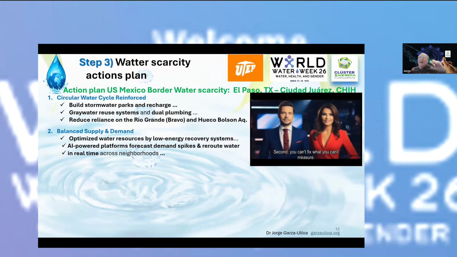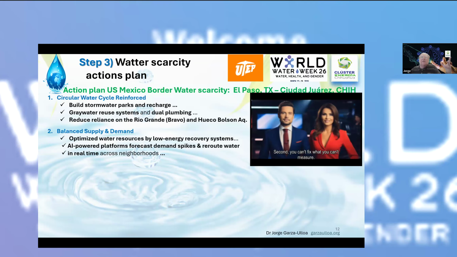Okay, we are going to find the balance between supply and demand. We need to optimize resources by low energy recovery systems. That means, for example, water desalination. And in another experiment, we now have a water pump that does not need electricity, only different pressure to pump water from the aquifers. And we need to do something in real time with the help of the neighbors.